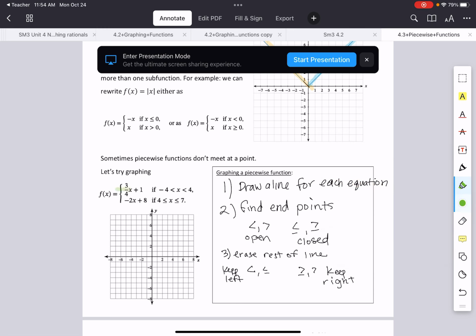So I'm going to do this one as green. You choose a color. This one's going to be blue. Okay.